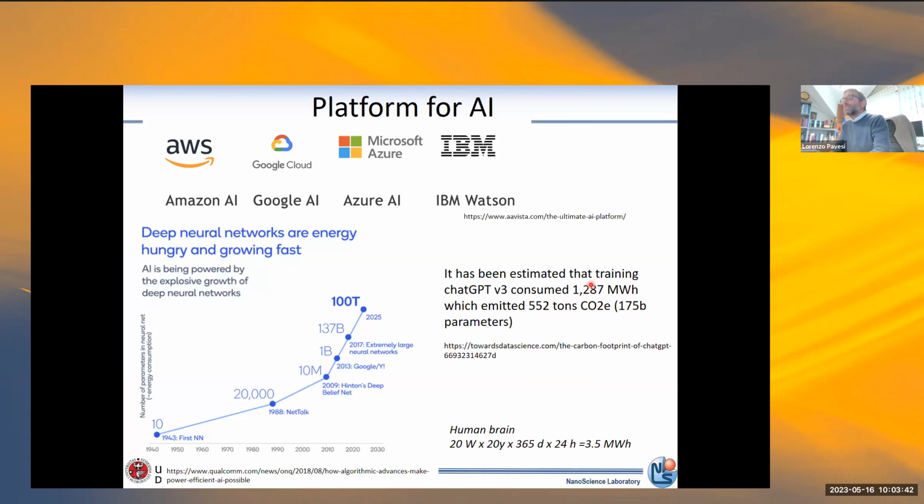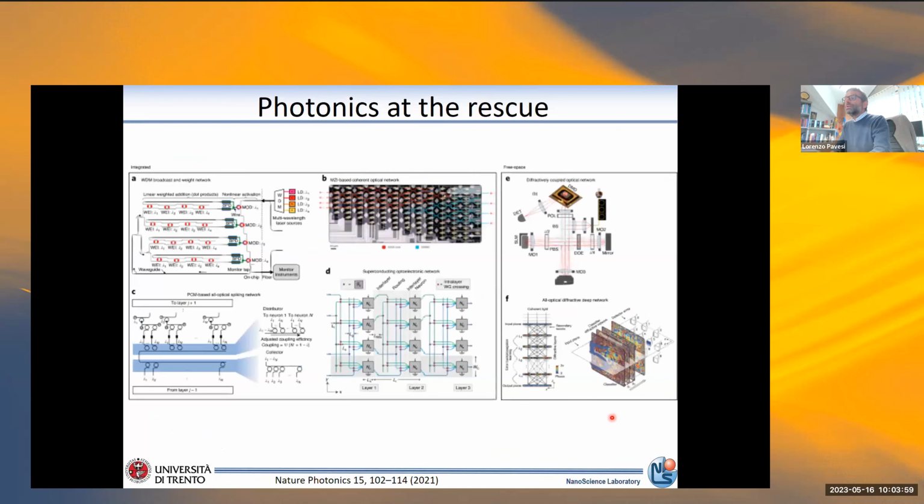So that means that in order to train an artificial intelligence model, we consume a power that is equivalent to educating more than 500 people. And so the idea is to use photonics in order to address this power issue. And indeed, several different integration schemes for different concepts of photonics have been proposed in the past.